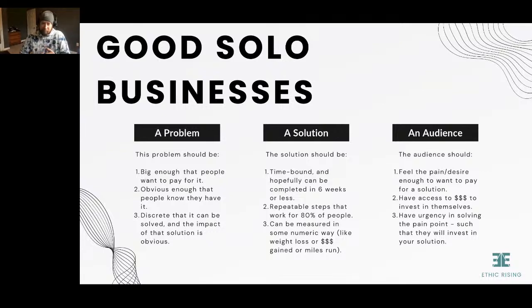And then third, it should be able to be measured in a quantitative way, meaning some numeric way. That can be weight loss. It can be number of miles run. It can be dollars gained. It can be leads that you got in the door. It can be traffic to a website. Some sort of way that you can measure that you actually succeeded at the outcome numerically, objectively.